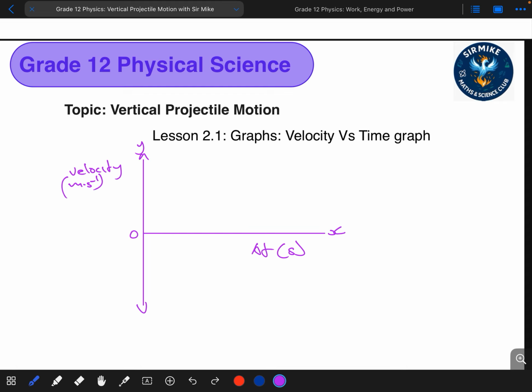What you need to note also is that the x-axis represents time. Unfortunately we do not have negative time, because time is a scalar quantity. It can only be positive. So just keep that in mind. The y-axis represents the velocity, and the x-axis represents the time, or the change in time.